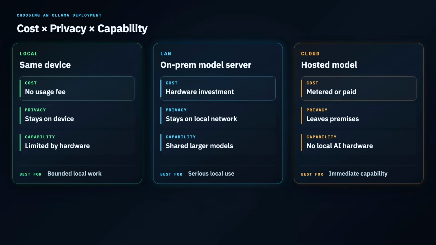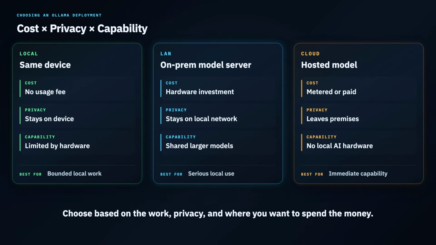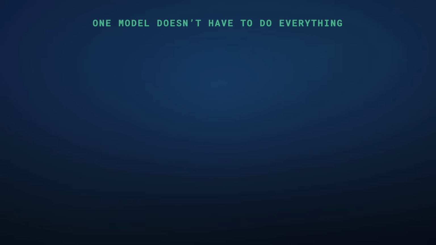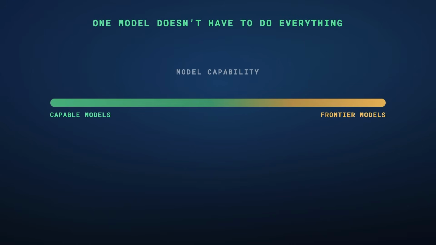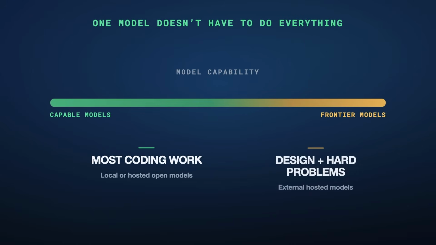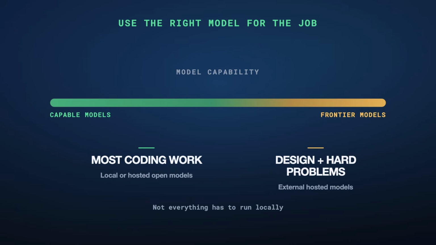You do not need one model for everything. Use frontier models for architecture, design, and hard problems. Use capable local models or hosted open weight models for the rest. The goal is not to run everything locally. It is to use the right model for each part of the job.